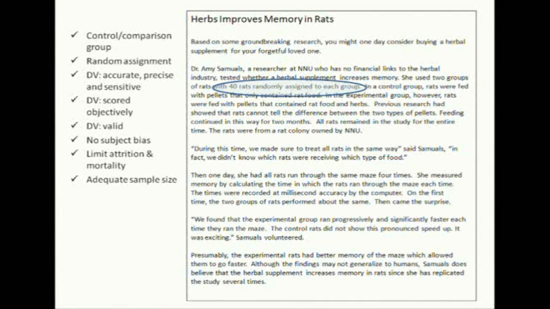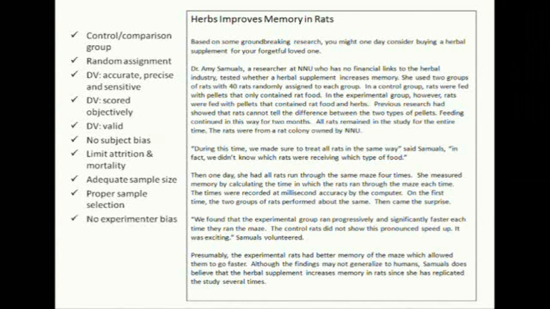Good research usually describes sample selection, or how they got the sample of participants or subjects. In this example, the rats came from a colony used by the university. Pretty standard. Also in good research, the experimenter does not affect the data.